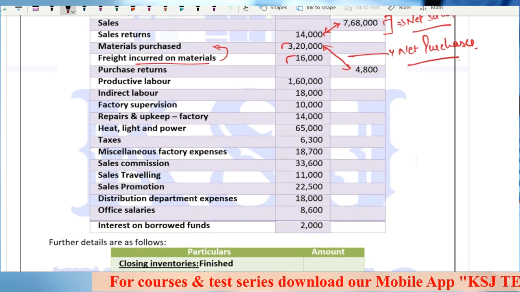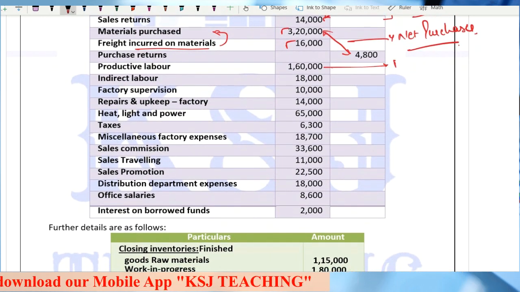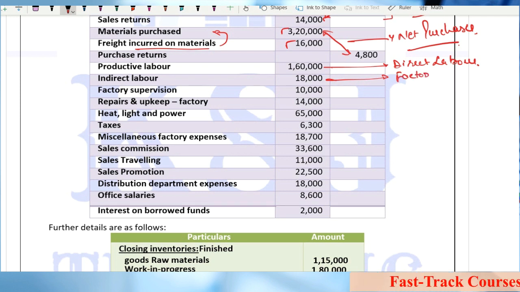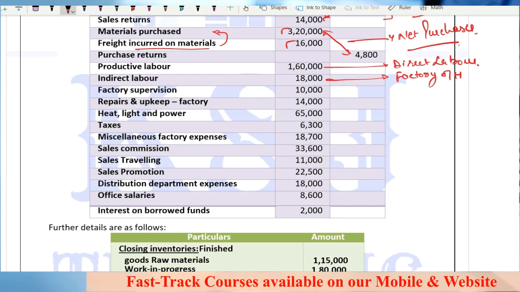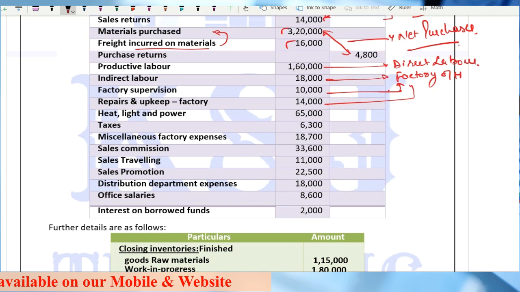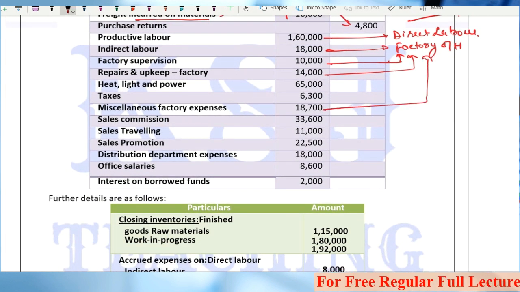Right? Productive labor. Productive labor is what, sir? Productive labor is my direct labor that is directly involved in the production. So this is my direct labor. Indirect labor, this is my factory overheads, isn't it? Factory supervision, again part of my factory overheads. Repairs and upkeep of factory, again my factory overheads. Heat, light and power, sir, we'll read the question. Taxes 6,300, we'll see. Miscellaneous factory expenses, again factory overheads.